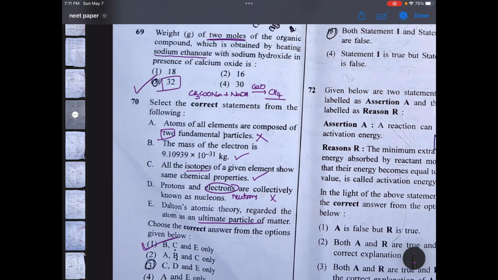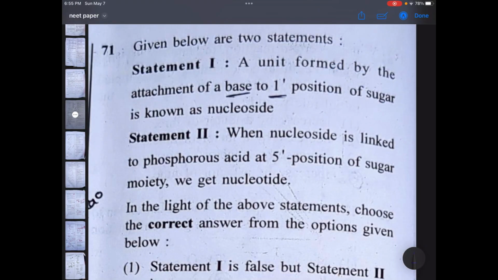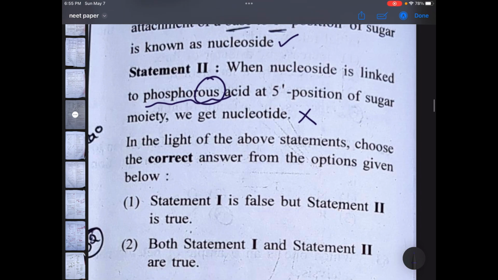We'll continue with the 71st question. A unit formed by the attachment of base at one position of sugar is known as nucleoside. NEET 2023 paper we are discussing. This is a right statement. When nucleoside is linked to phosphorus acid, this is wrong. Phosphoric acid. So this is wrong. Statement 1 is right, 2 is wrong.